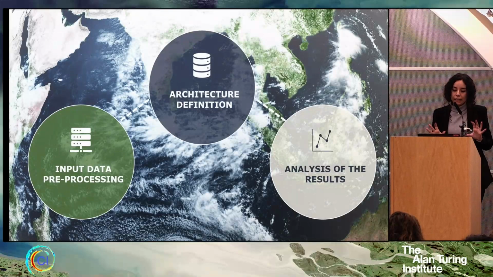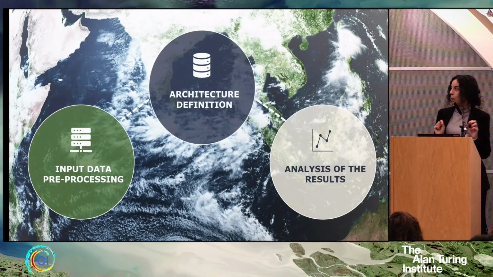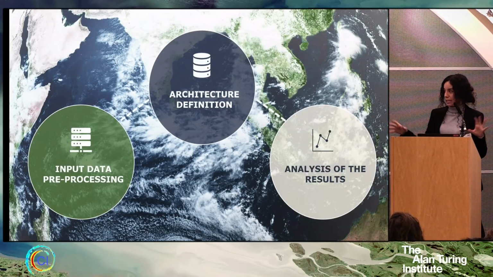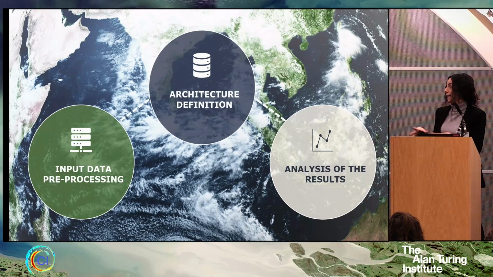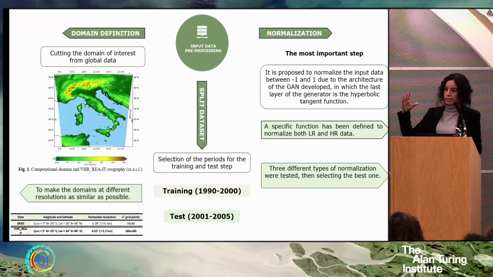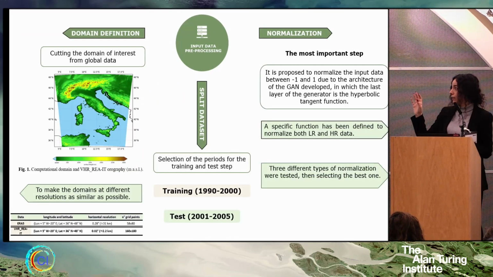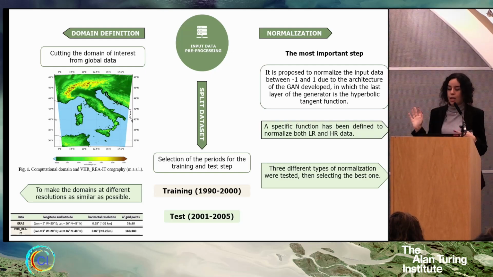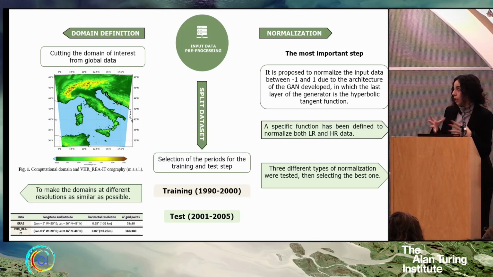I divided this presentation into three big points: input data preprocessing, architecture definition, and the analysis of the results. About the input data preprocessing, we follow three different steps: domain definition, split of the dataset, and normalization. During the domain definition, we cut the domain of interest from global data.